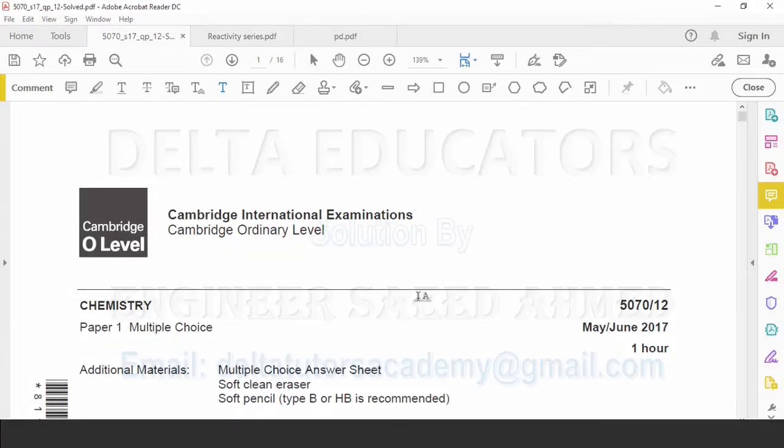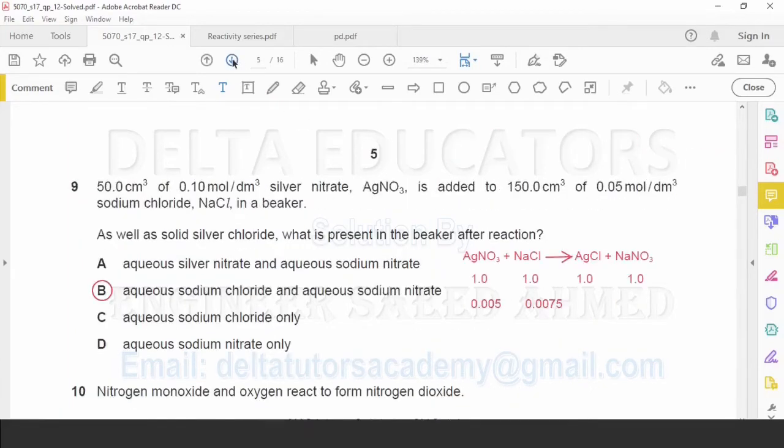O-Level Chemistry, Paper Code 5070, Paper 1, Variant 2, May June 2017, and today we are going to solve question number 21 to question number 40.